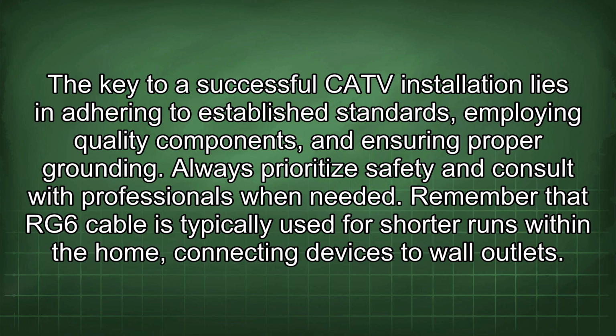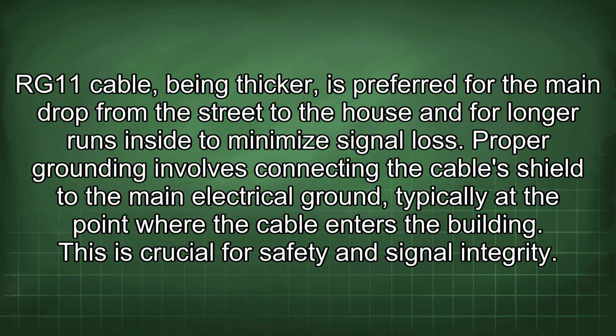Remember that RG6 cable is typically used for shorter runs within the home, connecting devices to wall outlets. RG11 cable, being thicker, is preferred for the main drop from the street to the house and for longer runs inside to minimize signal loss. Proper grounding involves connecting the cable shield to the main electrical ground, typically at the point where the cable enters the building. This is crucial for safety and signal integrity.